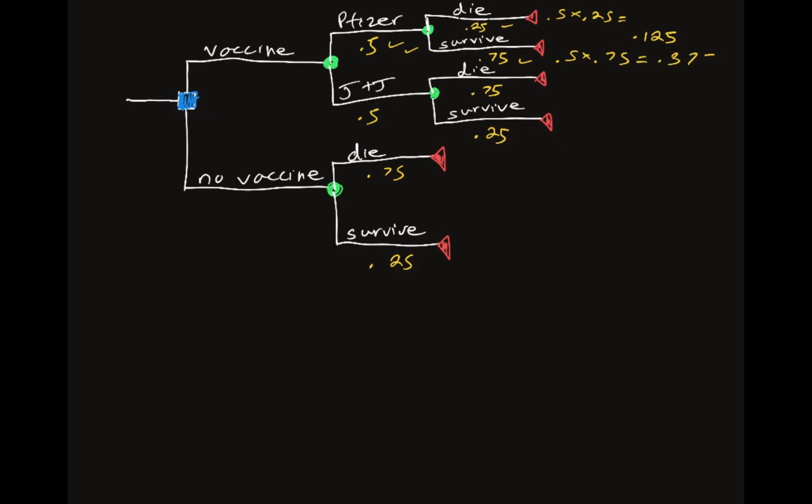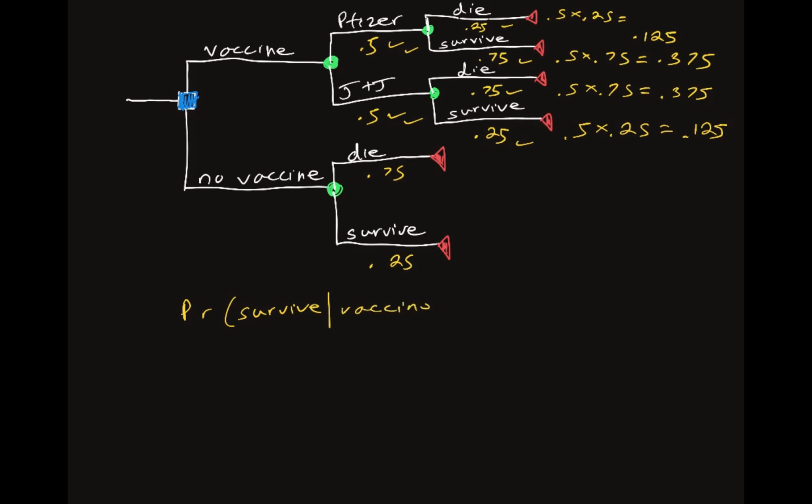Now you can see me multiplying the probabilities together. The green circle, in a sense, means multiply. You multiply them through the tree. So if you get the Pfizer vaccine, 0.5, and you die from the Pfizer vaccine, 0.25, that's 0.5 times 0.25 equals 0.125, a 12.5% chance of getting the Pfizer vaccine and also dying. There's a 37.5% chance of getting the Pfizer vaccine and surviving, a 37.5% chance of getting Johnson & Johnson and dying, and a 12.5% chance of getting Johnson & Johnson and surviving. If there's no vaccine, 25% survive and 75% die, right? 0.25 and 0.75 is 1, or 25% and 75% is 100%.